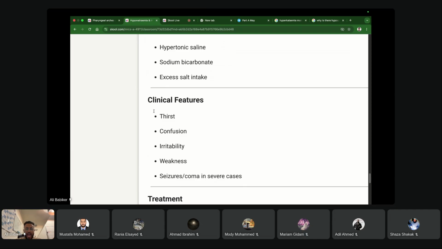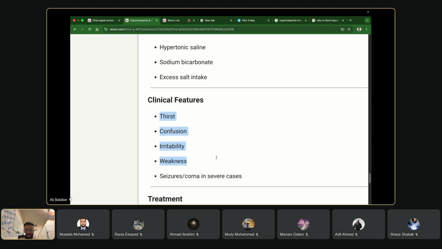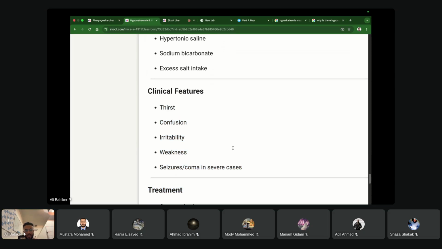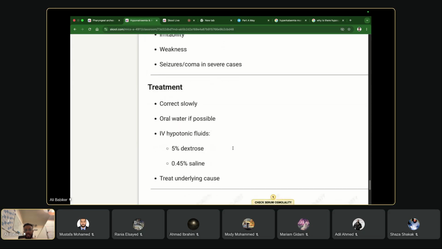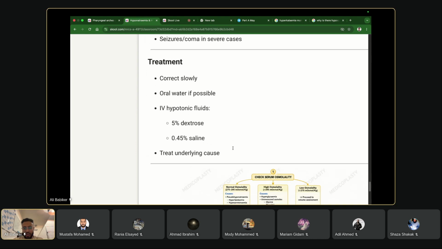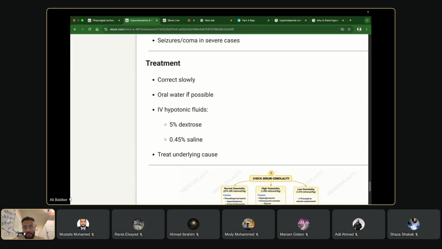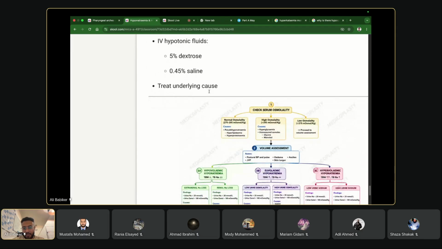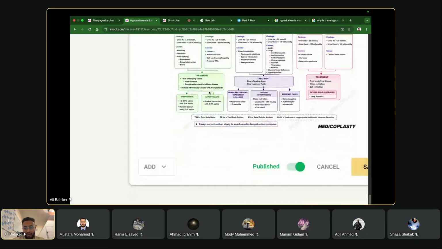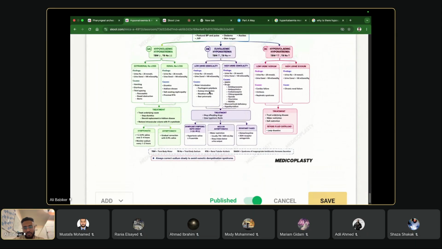Both of them, hyponatremia and hypernatremia, have similar presentation. It doesn't differ much. Okay. Treatment: correct slowly, oral water if possible. If needed, IV hypotonic fluid like 5% dextrose and 0.5 saline, and treat the underlying cause. Why do we correct it slowly? We correct it slowly because we want to avoid a very important syndrome.